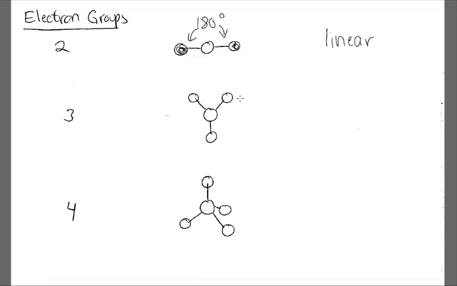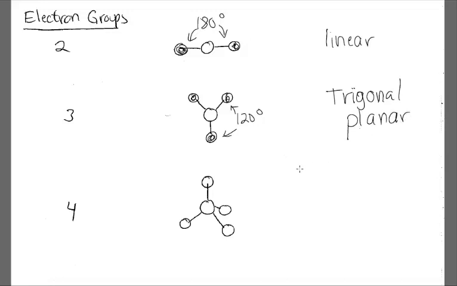If you have 3 electron groups around a central atom, then the farthest they can get apart is 120 degrees. And that's all in one plane, and so it is called Trigonal Planar. It's all in one plane.